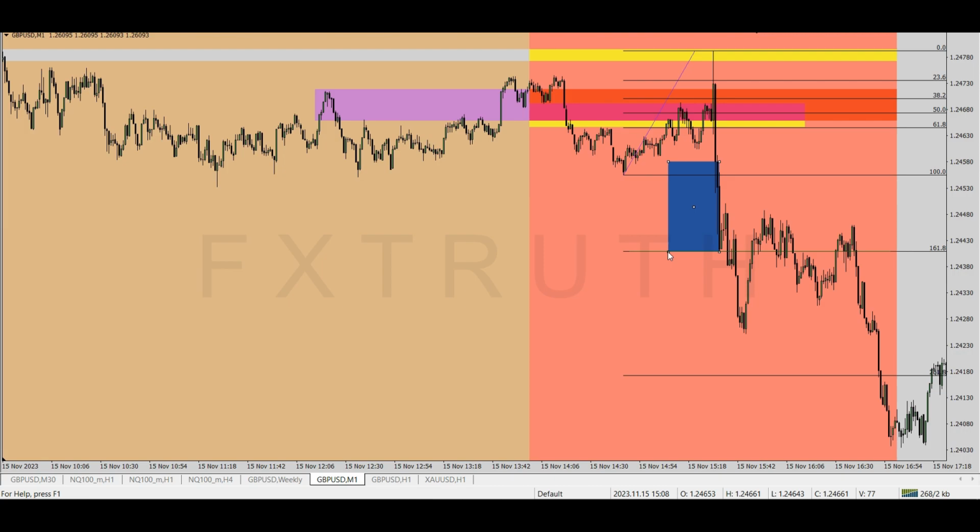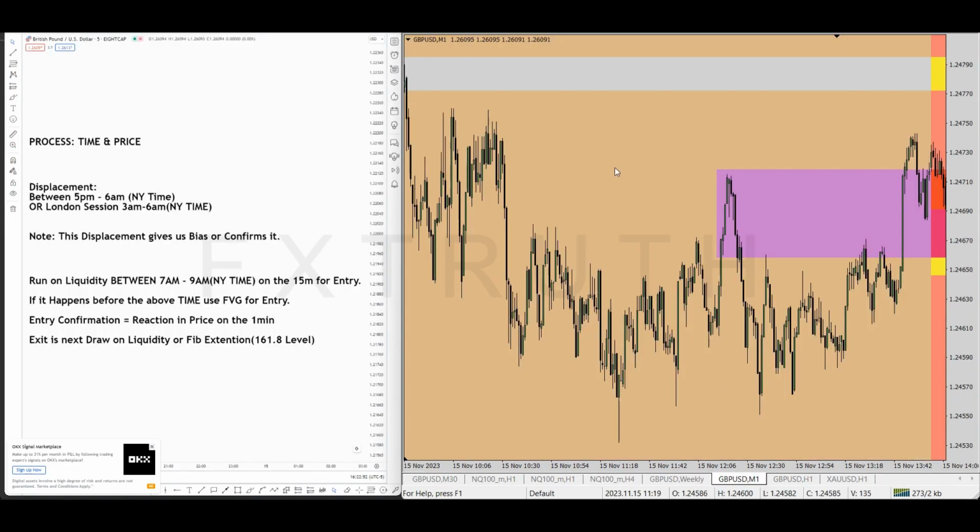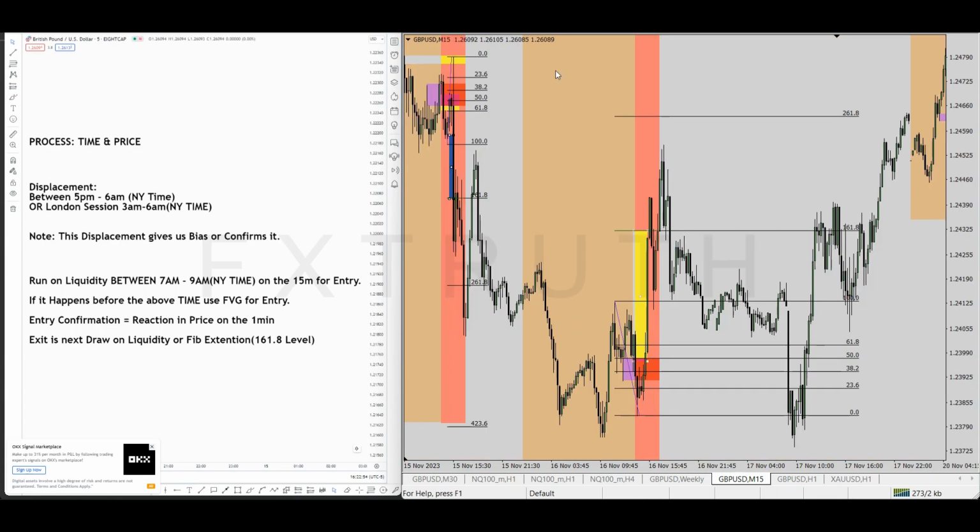But you can see the consistency of this particular strategy. And that's the idea I'm trying to communicate to you in this video. So going over the process again, the process of time and price: we're looking for displacement between 5 p.m. to 6 a.m. New York time, or a London session displacement between 3 a.m. to 6 a.m. New York time. If we see a London session displacement, we work within that range, so that'll be our daily range. This displacement gives us a bias or confirms our bias.